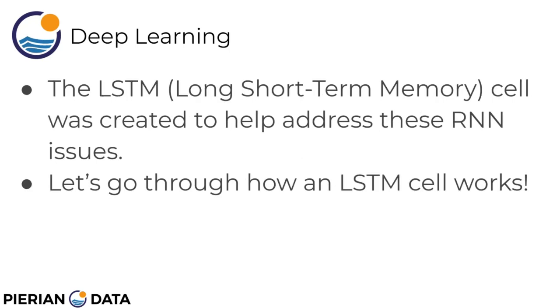So as you can imagine, this is where the LSTM memory cell or neuron comes into play. And LSTM stands for long short-term memory. So we're going to have both long-term and short-term memory going in and out of that cell. And this was created to help address these typical recurrent neural network issues. So let's go ahead and get an understanding of how an LSTM cell works. But first, let's quickly review what's happening in a normal recurrent neuron.